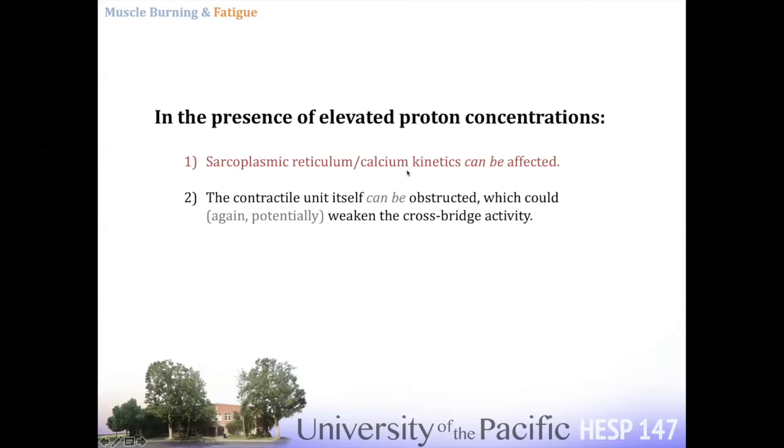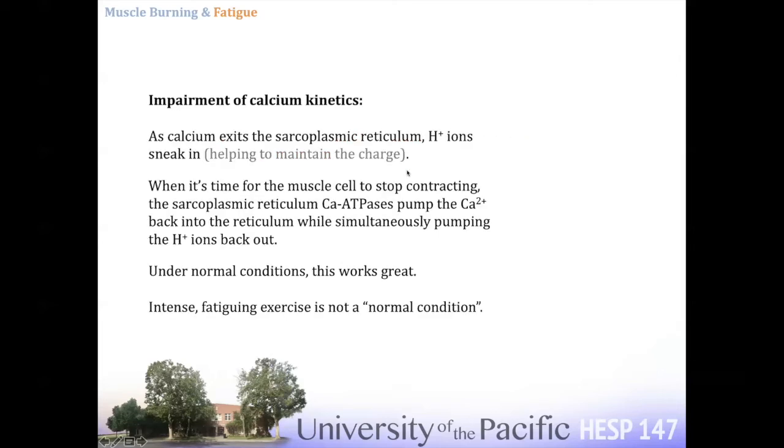But let's start with the sarcoplasmic reticulum. As calcium, this positively charged ion, leaves, you have your dihydropyridine receptor activated, the depolarization-induced calcium release, so that you go through your ryanodine receptor, you're leaking out calcium, you get your calcium-induced calcium release. You dump a bunch of calcium out, hydrogen ions are going to sneak in. Those are going to go inside of the sarcoplasmic reticulum. Now, under normal conditions, it's fine. When it's time to pump the calcium back in, you get the hydrogen ions back out.